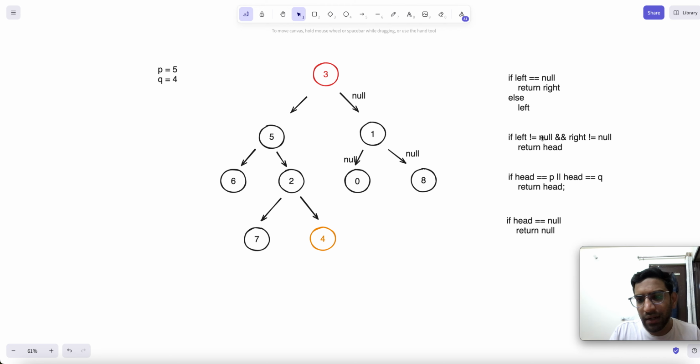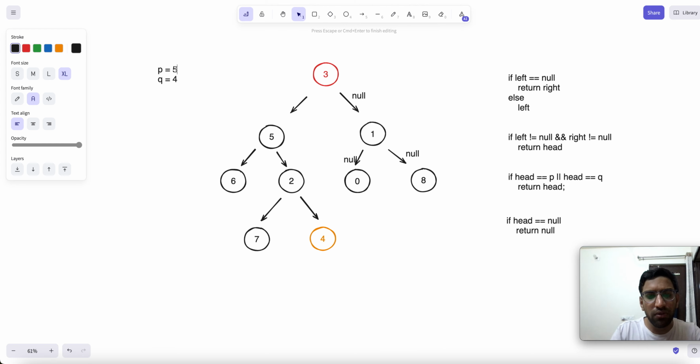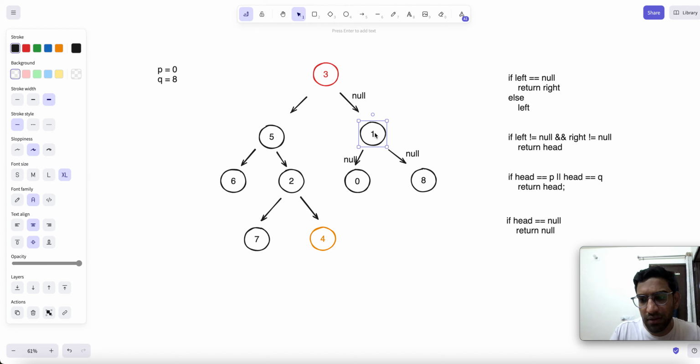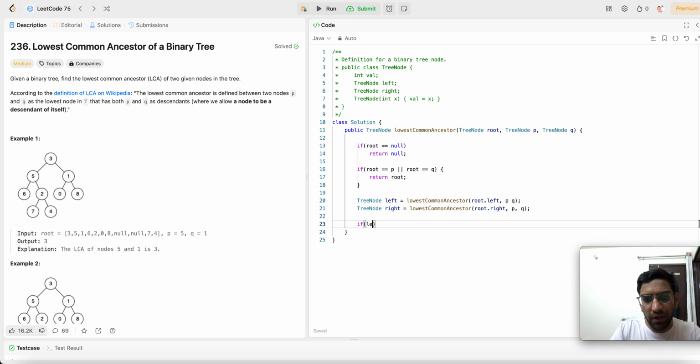Now one condition is for the case when our p value was 0 and our q value was 8, so the lowest common ancestor was 1. So when our left is not equal to null as well as our right is not equal to null, it means our left binary tree and the right binary tree have the p and the q value. It means root is the lowest common ancestor.